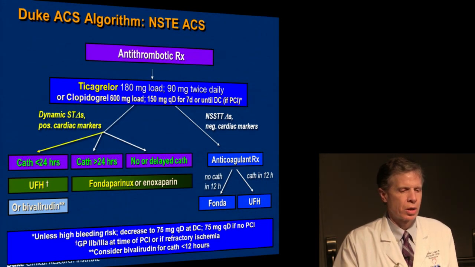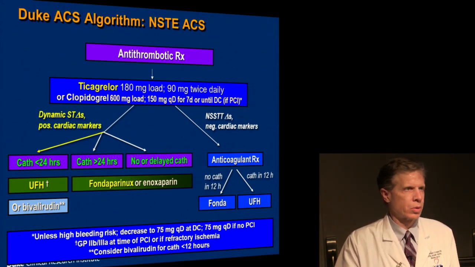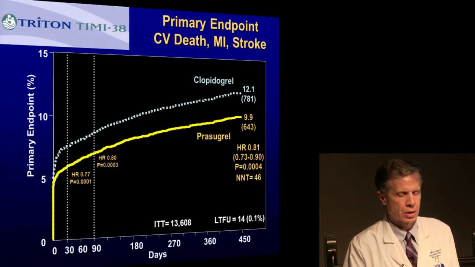That is to use ticagrelor, and then if we use clopidogrel, consider increasing the dose for the first few days, which in the current trial was shown to result in lower rates of stent thrombosis. And then for patients who are high risk, including dynamic ST changes, positive cardiac markers, higher risk score, if the patient's going to the cath lab within 24 hours, then we typically use unfractionated heparin. Bivalirudin if a patient's high risk for bleeding and going right to the lab. And then for patients with delayed or medical therapy, then consider fondaparinux or enoxaparin.